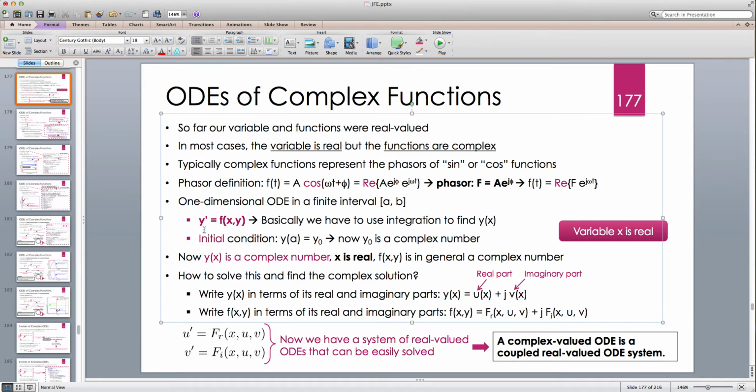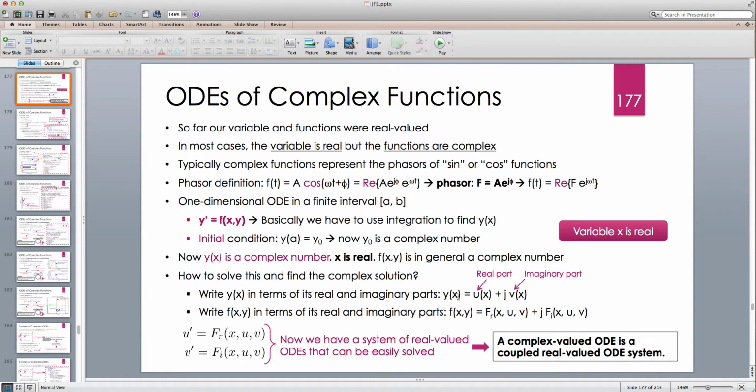Now take this and put it in the y prime equals f of x and y. Note that we can also write f of x and y in terms of its real and imaginary parts. So f of x and y is f sub r, f real of x, u and v, and j times f imaginary of x, u and v. When two complex numbers are equal, the real part must be equal to the real part and the imaginary part must be equal to the imaginary part. So both conditions should be satisfied simultaneously.